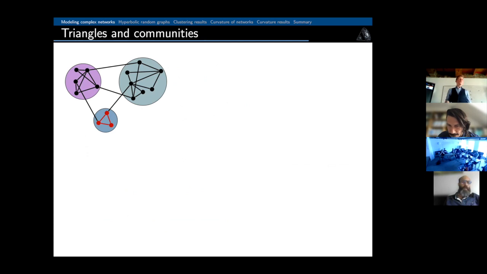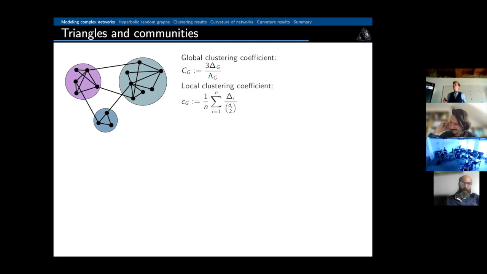And so there are different ways of quantifying that. So one way is what is known as the global clustering coefficient. And that just basically counts the total number of triangles in the system, which is given by this delta G, divided by the number of wedges, which are just paths of length 2. So those are things that could be triangles. Another way to do it, so this is at a very global level, right? So you just look at the entire network, all triangles and all things that could be triangles.